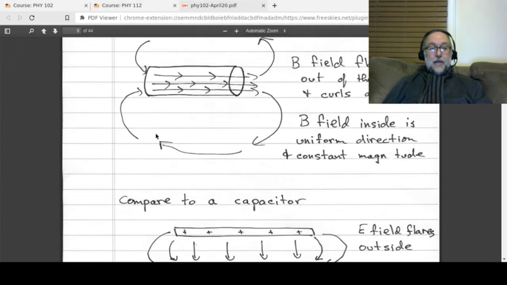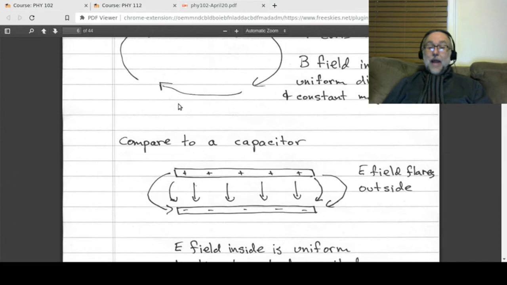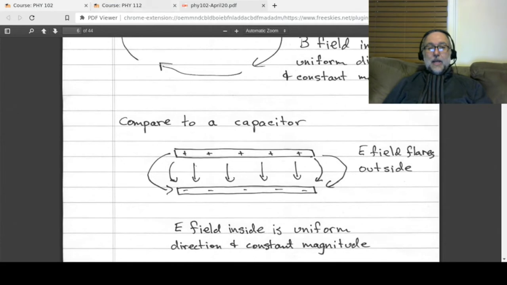That's actually kind of like what we found with the capacitor. In many ways, the solenoid is the magnetic equivalent of a capacitor. You remember with a parallel plate capacitor, if we took one metal plate here, it doesn't look like a metal plate because you're looking at it edge on. So we've got one metal plate there, and that's positive, and another metal plate below it, and that's negative. And inside the capacitor, the electric field was again uniform in direction, in the way I drew it there.